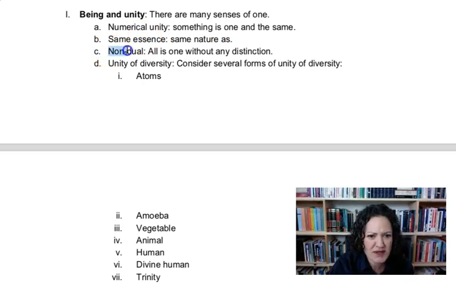We also talked about this in the past, non-dual or monism. Remember we talked about spiritual monism? Non-dual is a version of spiritual monism. We talked about philosophical Hinduism going back to Shankara that says all is one without any distinction. So that's another kind of one, no distinction. All is one and the same in its substance.